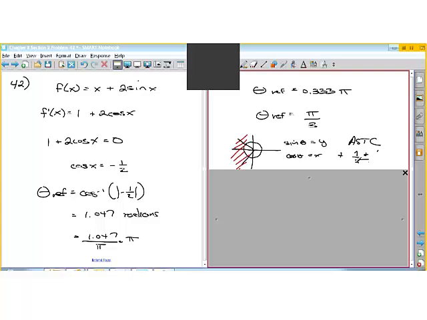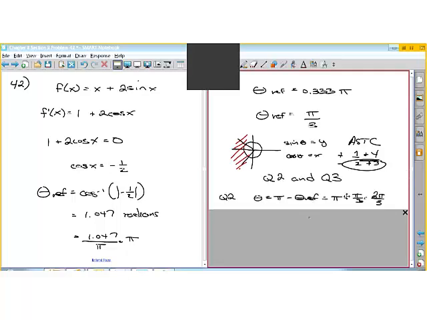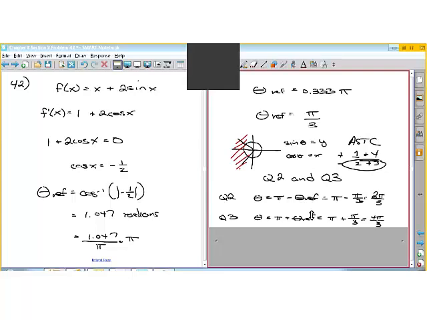For the second quadrant, the solution is pi minus the reference angle. Pi minus pi over 3. We have 1 minus a third is 2/3, so we get 2/3 pi as our second quadrant solution. Our third quadrant solution is pi plus the reference angle. Pi plus pi over 3 is 4 pi over 3.